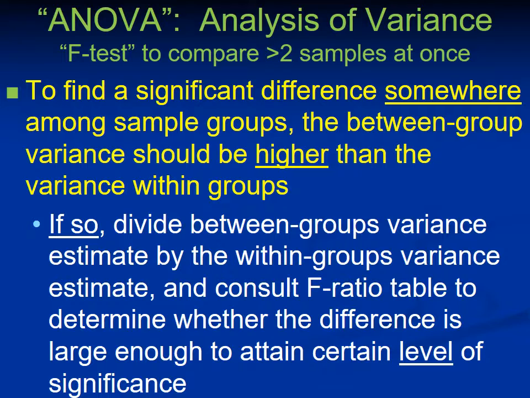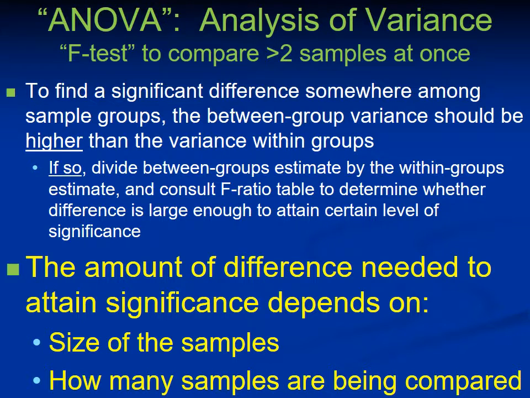Okay, and if that's true, if your between group variance is larger, then you use an F ratio table looking at the variance differences to tell you whether that difference reaches whatever level of significance you're seeking, right? So you divide the between groups estimate by the within groups estimate, and then you go to your F ratio table to determine if you have at least one sample somewhere in there that's statistically significantly different at the level that you're looking for.